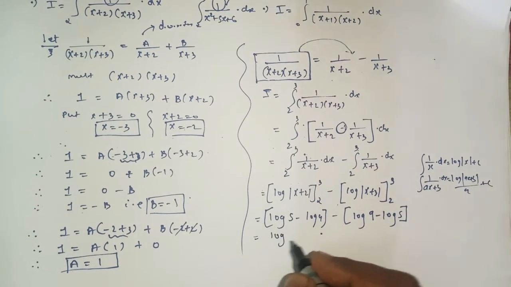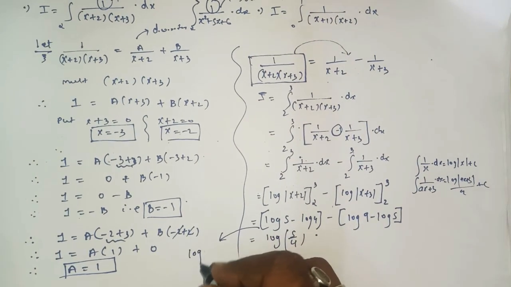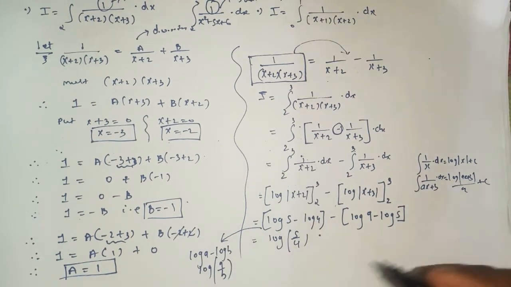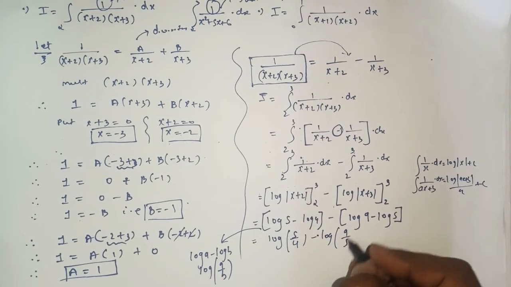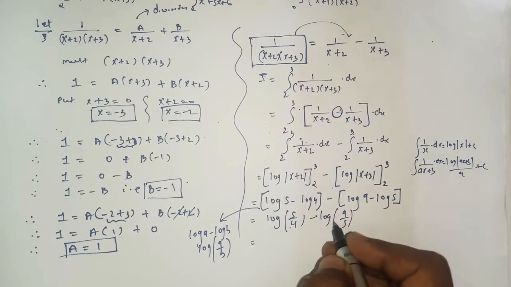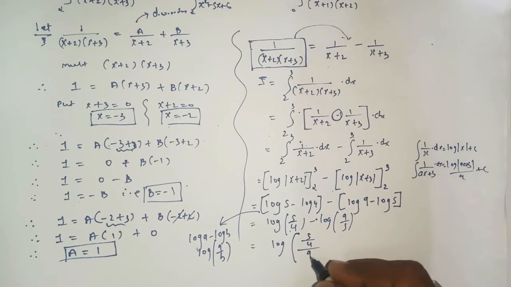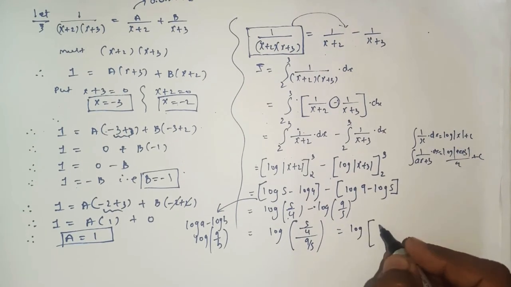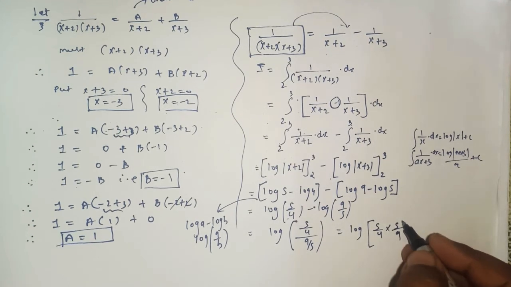So can I write this log 5 minus log 4 as log 5 by 4 using the formula log a minus log b, which is log a by b, yes or no? Here also the same formula will be used, so minus log 9 by 5. Okay, so again further this looks like log a minus log b, which we can write as log a by b, yes or no? So further this can be written as what? Log 5 by 4 into reciprocal, so 5 upon 9.